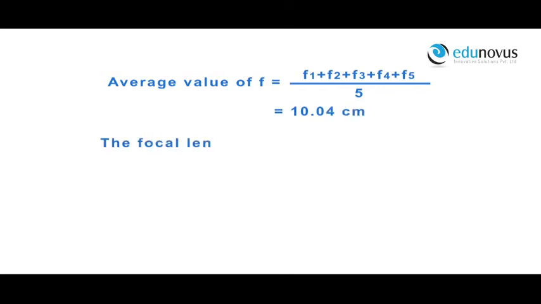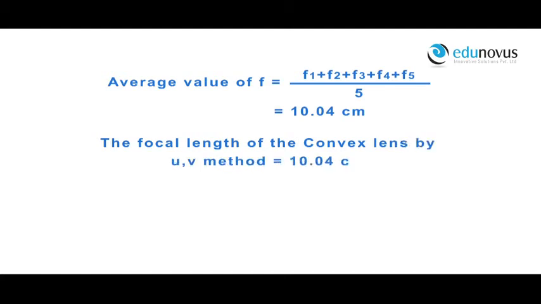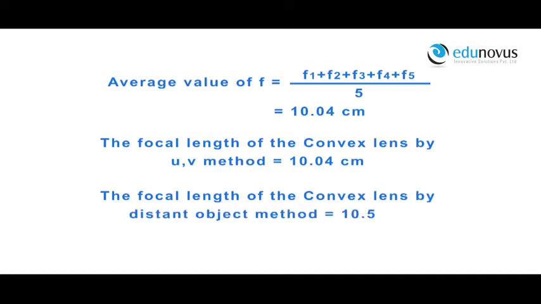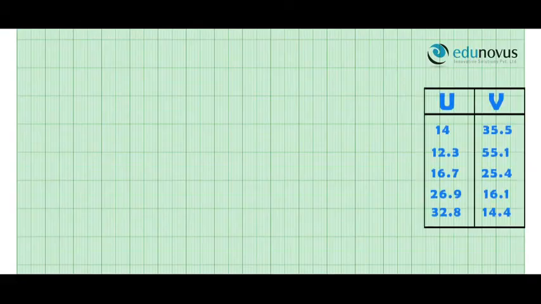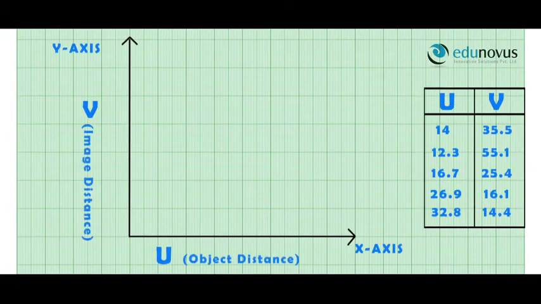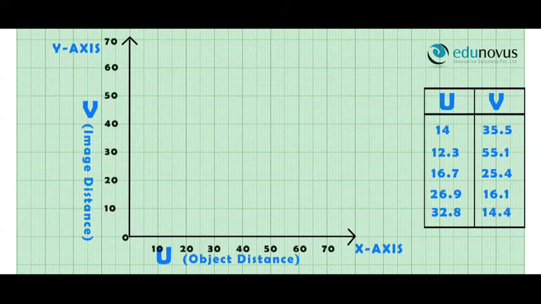Therefore, the focal length of the convex lens by UV method is 10.04 centimeters and the focal length of the convex lens by distant object method is 10.5 centimeters. Using the values of u and v from the observation table, we plot u versus v graph and 1 by u versus 1 by v graph, and then we calculate the focal length from these graphs. Now, we plot a UV graph by considering the value of u on x-axis and the value of v on y-axis.